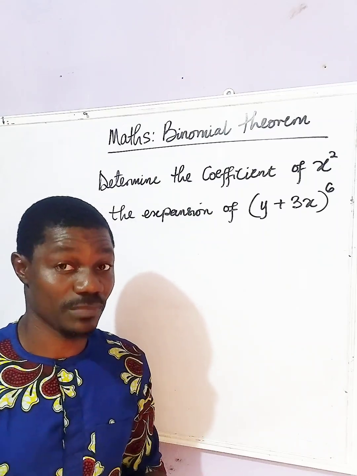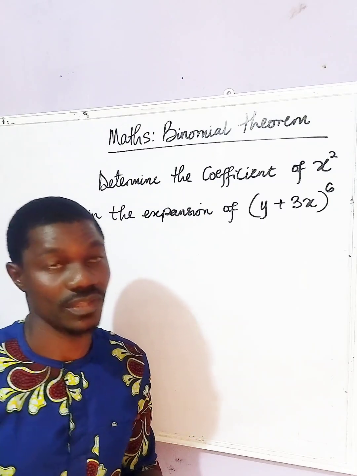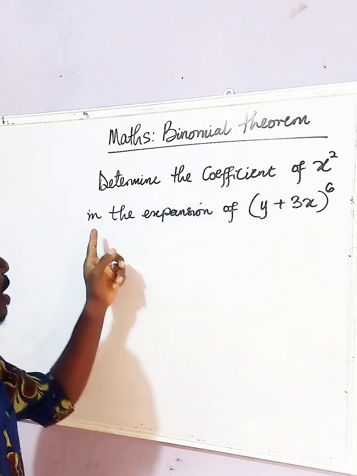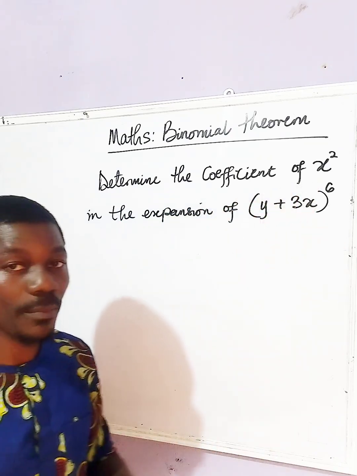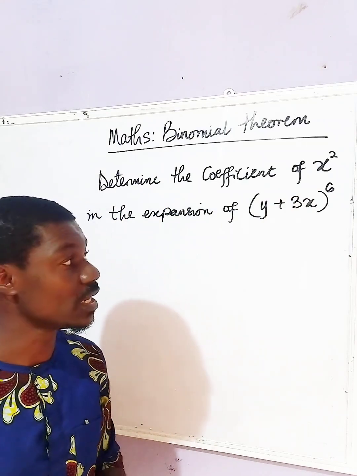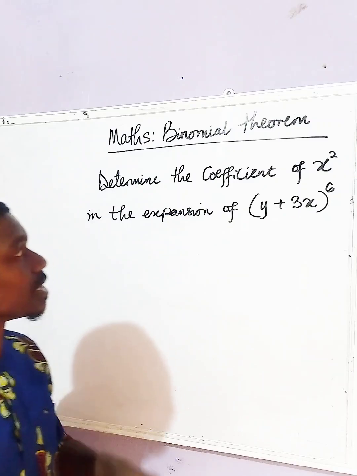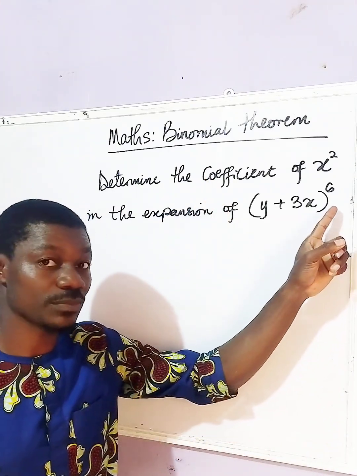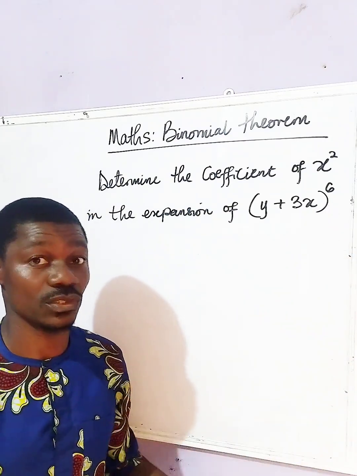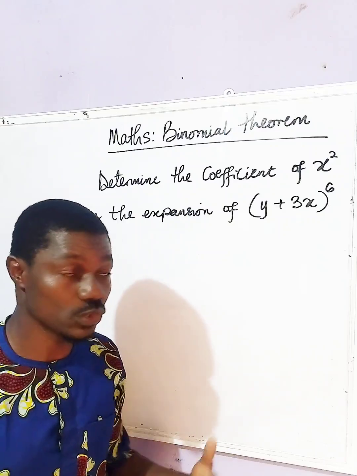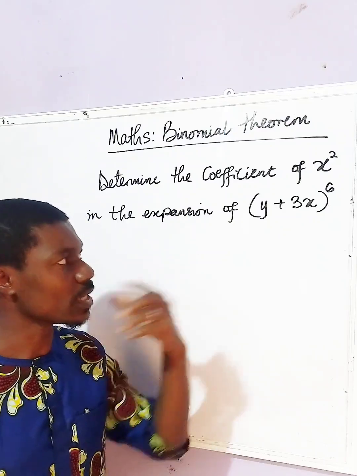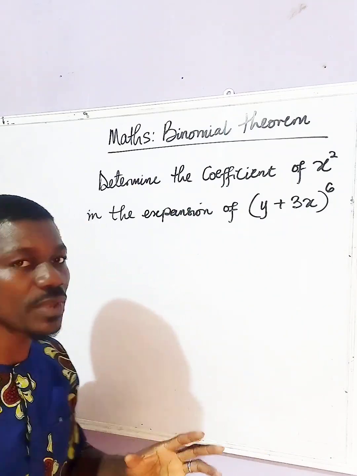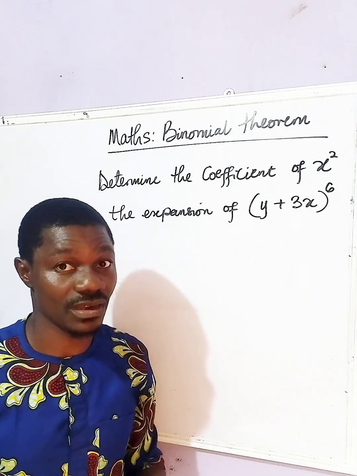Now before us is this binomial theory question, and it says determine the coefficient of x squared in the expansion of (y + 3x) all raised to the power of 6. Now, since this question is under binomial theory and the degree of our expression is greater than 2, because at least with 2 we should be able to expand it. But in the case of 6 here, which is a higher degree, we're making use of the binomial theory general formula.